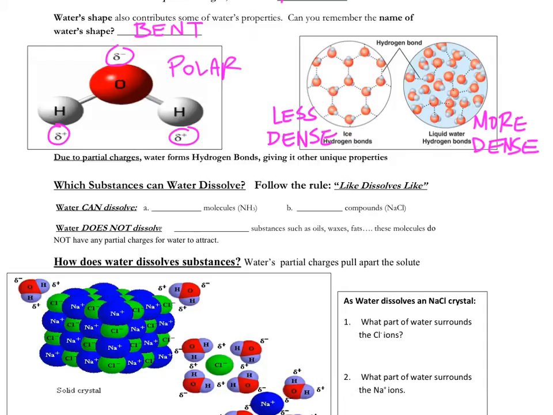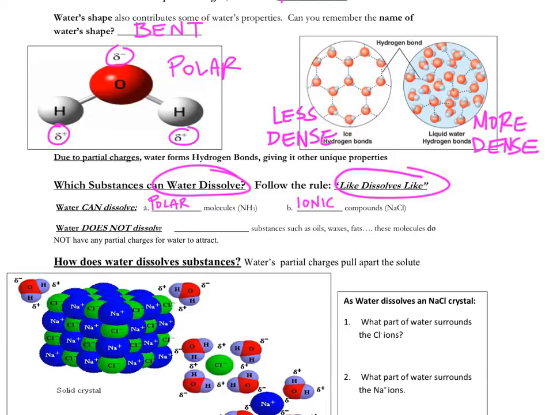So due to these partial charges, it gives water other unique properties. So which substances can dissolve in water, or which substances can water dissolve? So here's a rule. In order to figure out which substances can dissolve in water, just remember, like dissolves like. So that means, based off of water's properties, water can dissolve polar molecules, because water itself is polar, and it can dissolve ionic compounds because ionic compounds also have a charge.